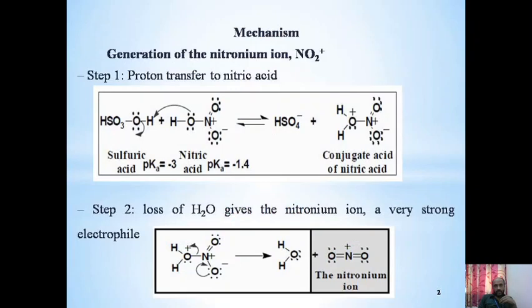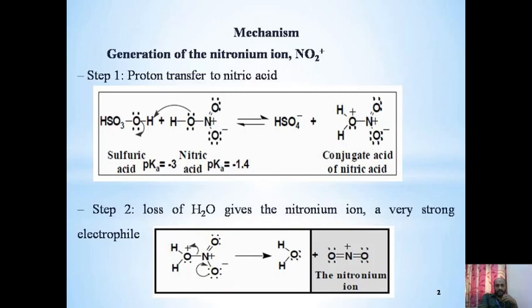In the first step of the mechanism, we have the generation of the nitronium ion. First, proton transfer to nitric acid. As you know, the molecular formula of sulfuric acid can also be written as HSO3OH. Nitric acid will accept one proton supplied by sulfuric acid, giving the conjugate acid of nitric acid, and sulfuric acid will form the HSO4 minus ion.